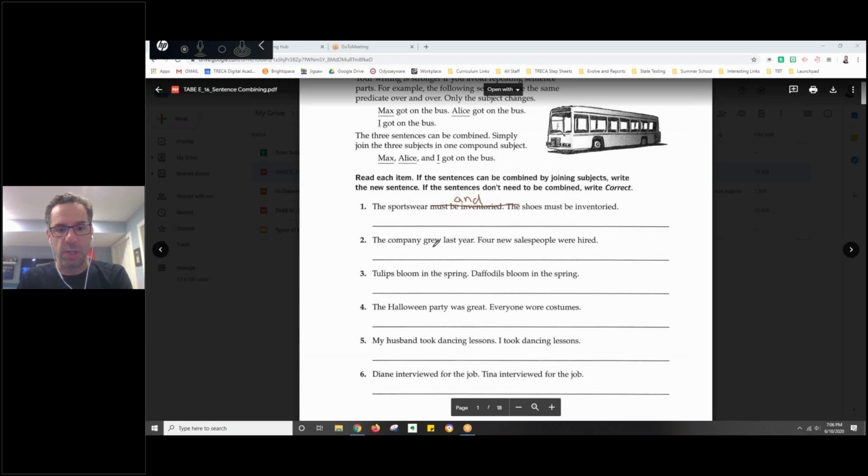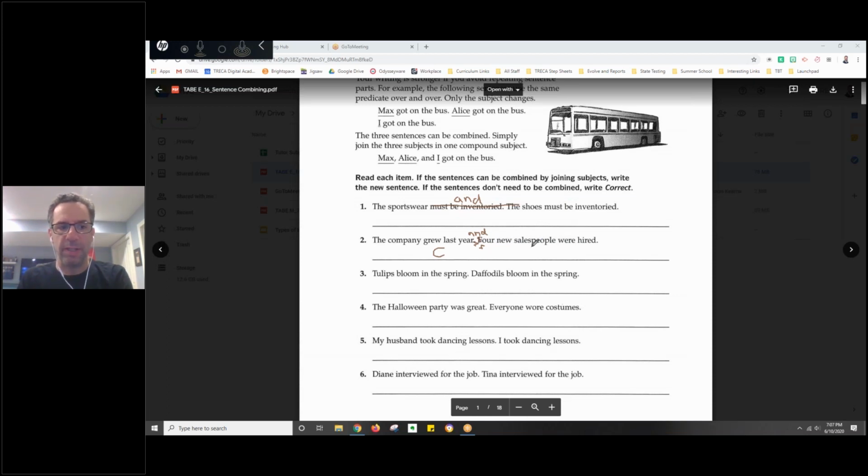Number two, it says the company grew last year, 4 new salespeople were hired. I think this one is probably fine as correct. The only thing I could think of is maybe you change it to the company grew last year and 4 new salespeople were hired. I just don't know if it's 2 different subjects that can be combined into one compound subject.